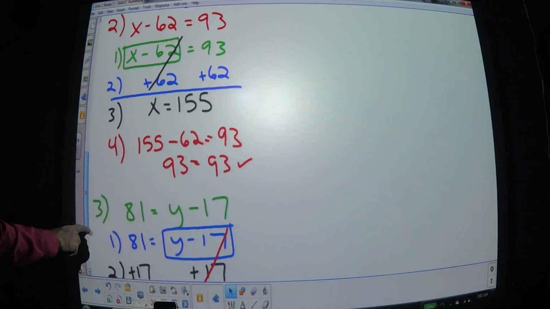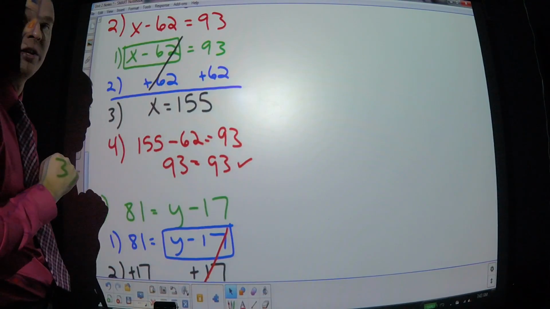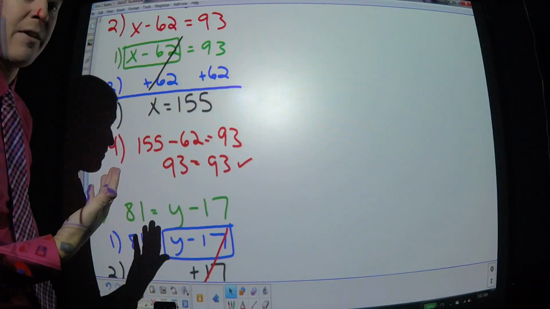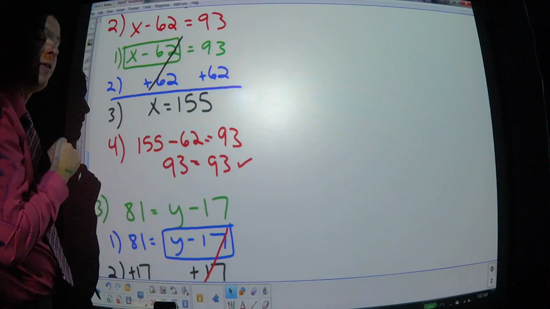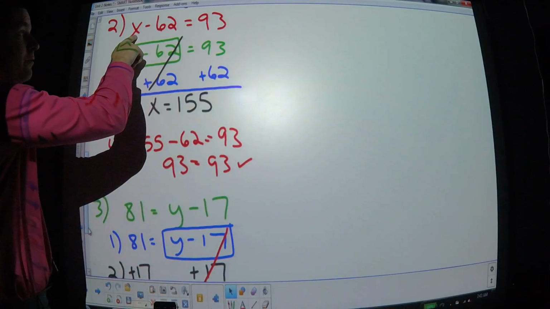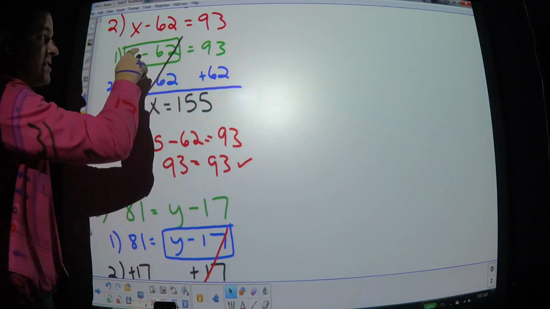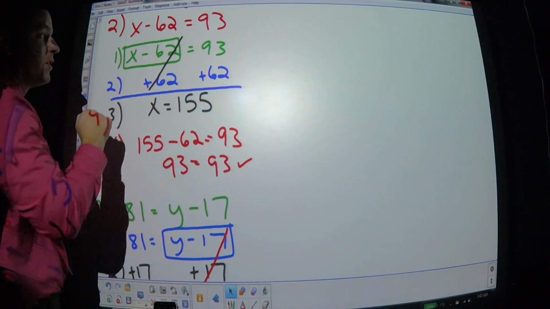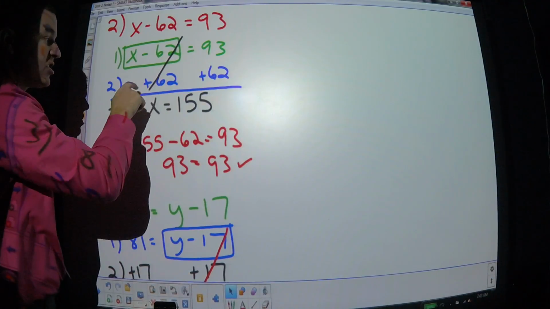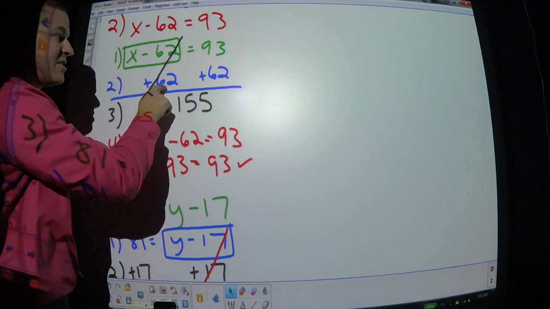Looking at question 2, same thing. Notice that this is subtraction, so we're going to do the inverse of that, which is addition. Step one is identify the side with the variable. Here the variable is on the left side of the equal sign, so x minus 62 is the side with the variable. We do the inverse operation of subtraction, which is addition. We're going to be adding our integer to both sides, which is 62.